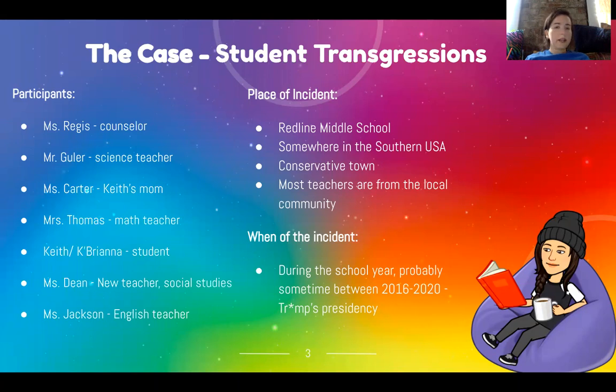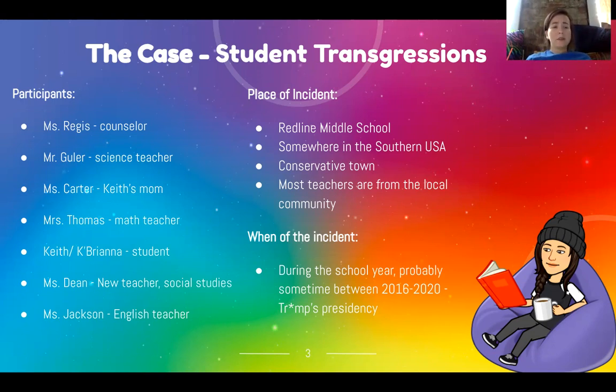So again, like I said, I chose the case student transgressions. We have quite a list of participants here, and I'm just going to go through them. Please excuse me if I butcher some of these names, but doing my best this afternoon. One of the main characters in this case is Miss Regis, who is the counselor for the school that they are all at. They are all at Redline Middle School, which is somewhere in the southern United States.